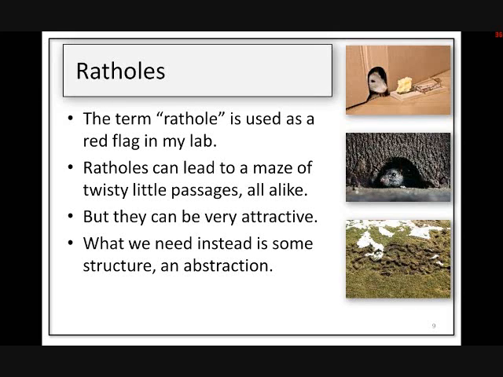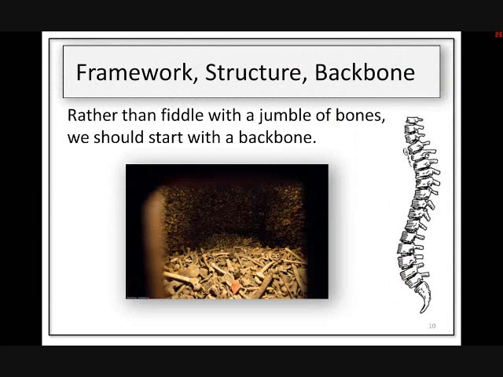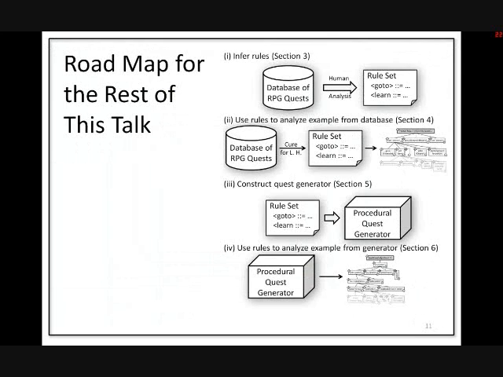What I want to try to get is some structure, an abstraction that we can use to generate procedural quests. Rather than fiddle about with a jumble of bones, and it is tempting to go in there and start fiddling with bones and try to assemble a skeleton, we should start with a backbone and hang things off of that. So that's our aim today, to make a backbone for our quest generator that we can use to experiment and play with other important issues.